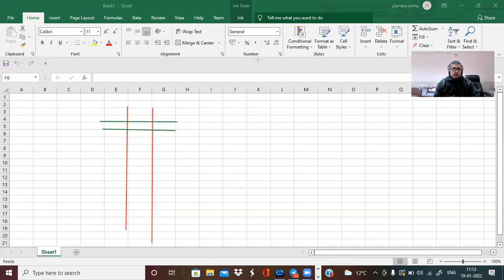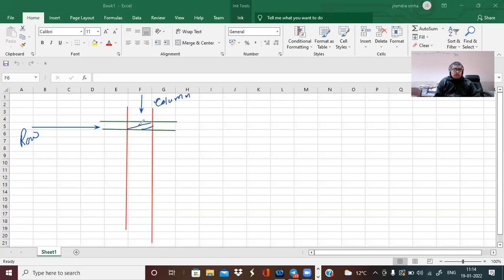Sir, wait, green one is row. Okay. This one is column, green one is row and red one is column. Okay. You can see this is column. In this shape it is column, and in this side this is called row. Okay. This is row. And this is column.